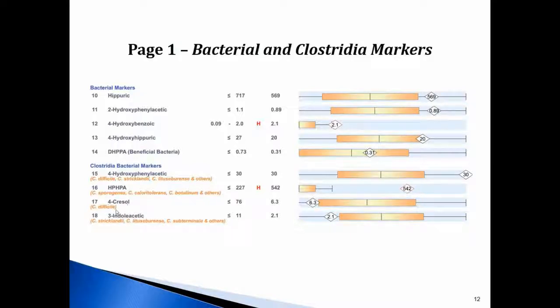4-cresol is linked very strongly to C. difficile. HPHPA, one of the Clostridia that produces it, is Clostridium botulinum. So that's always a possibility. So this is important to recognize.